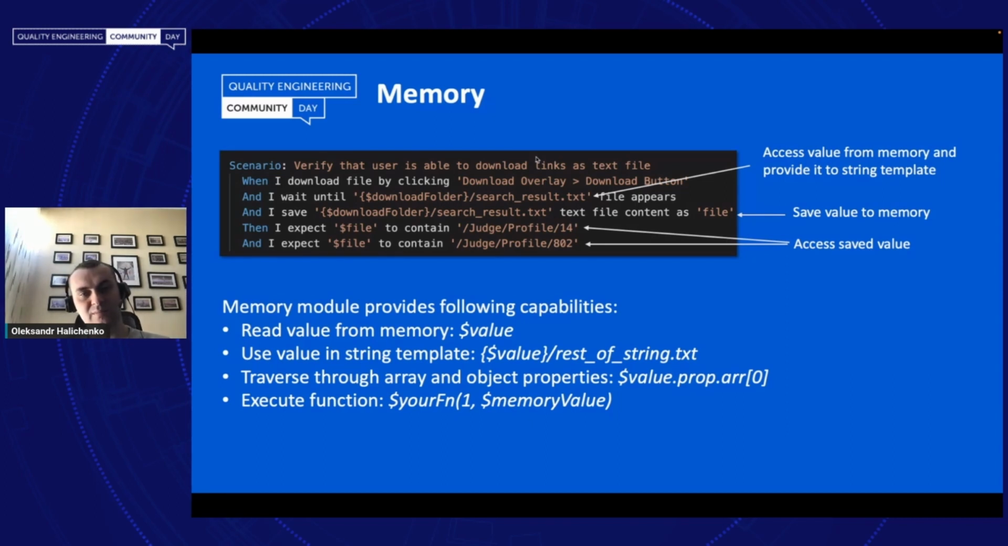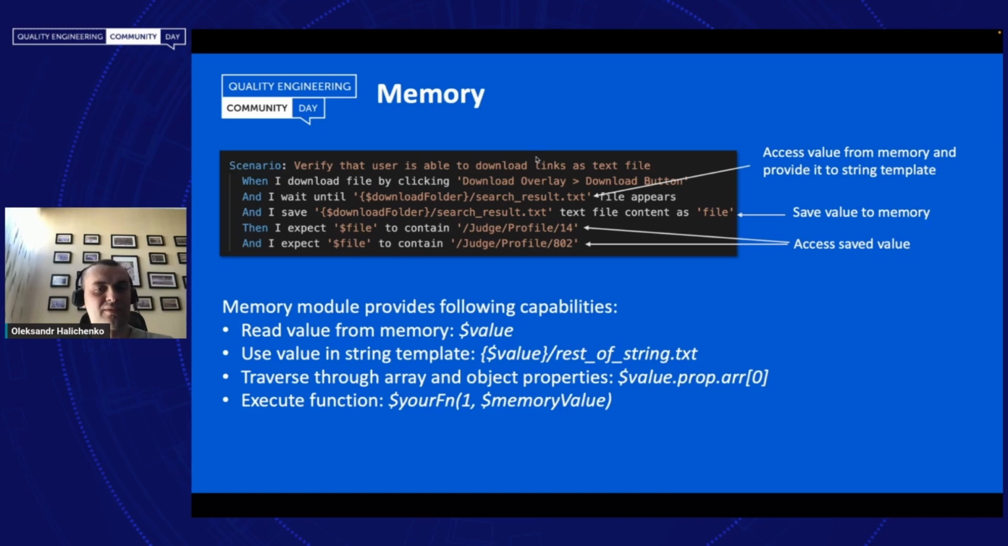In case your memory value is some JavaScript object, for example, we get it from some API response, it's possible to traverse through the hierarchy of this element using JavaScript notation like dot or square brackets to get some elements from an array. As an example, I have a value and I want to read property prop, and I want to read the R property of prop, and then I can get the first element in this array.